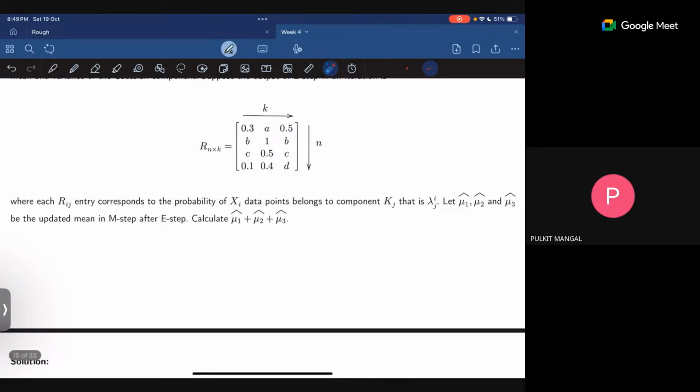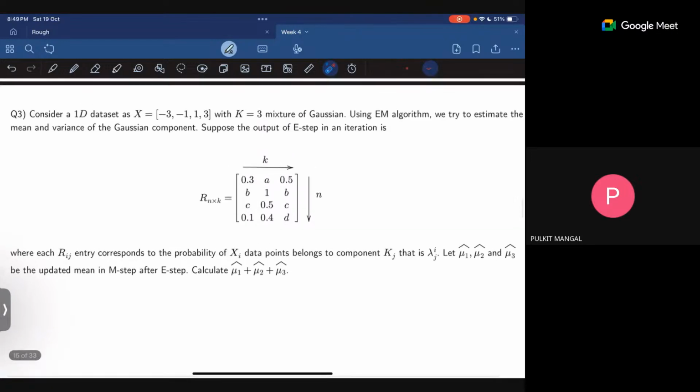Now let mu hat 1, mu hat 2, mu hat 3 be the updated means in the M step after the E step, and calculate the summation of all the three means. Please try solving it.